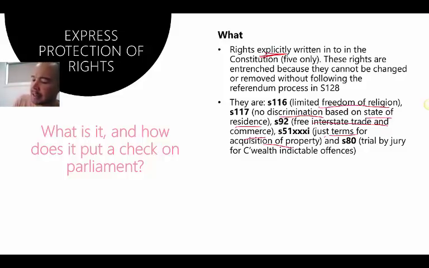And then you've got finally Section 80, which is if you are charged with a Commonwealth indictable offence, you get trial by jury. You cannot waive that right. You must have a trial by jury. But this is, again, not an absolute right to a trial by jury, because if they want, the Commonwealth can just change things to be summary offences instead of indictable offences. So it's only a limited right again.